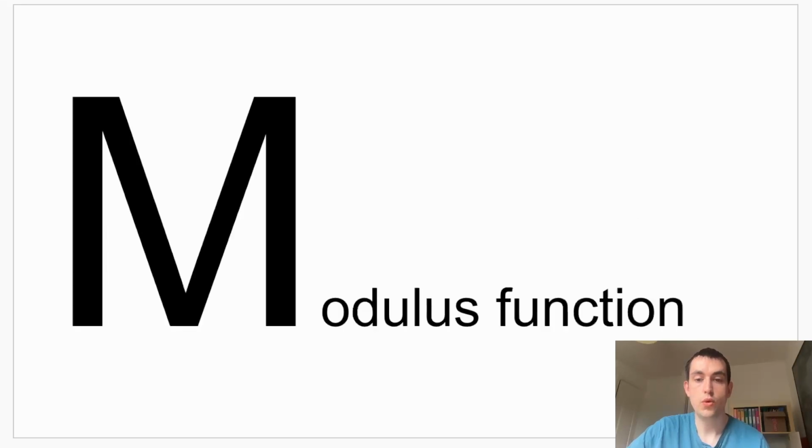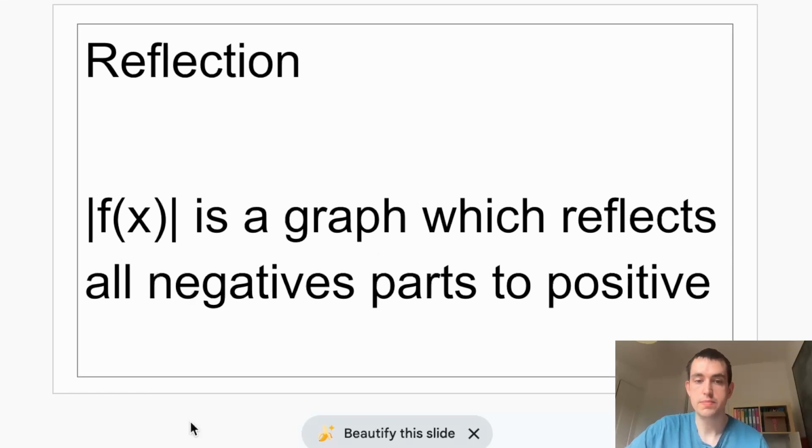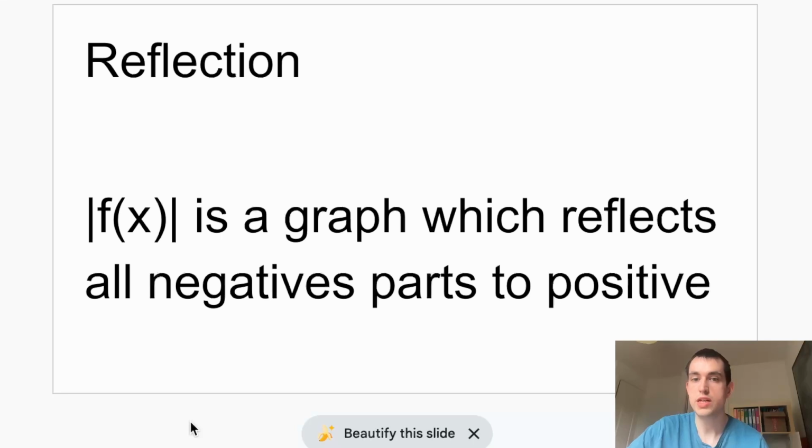M is for the modulus function. So you've done reflections before. Well, the modulus of a function, the modulus of f of x, is a new type of graph which reflects all the negative bits into being positive, but the positive bits stay where they are.